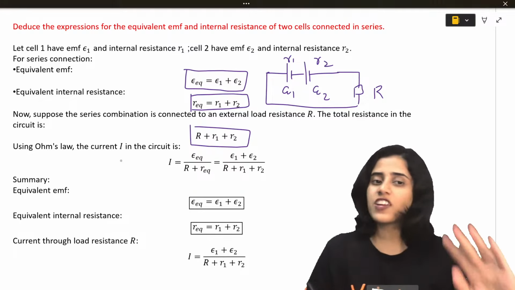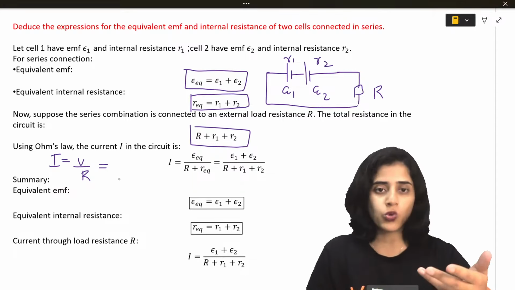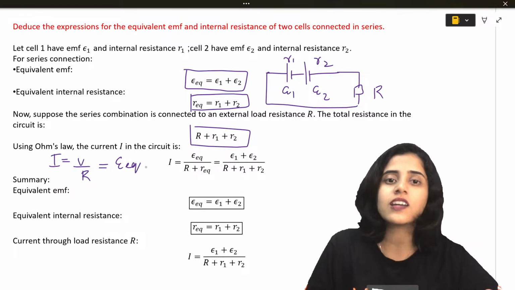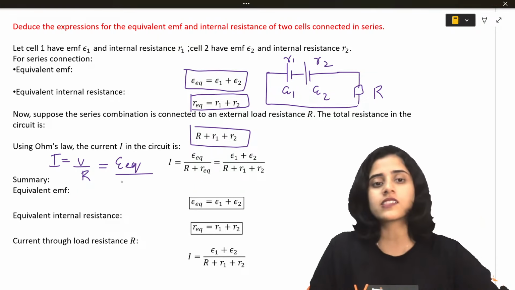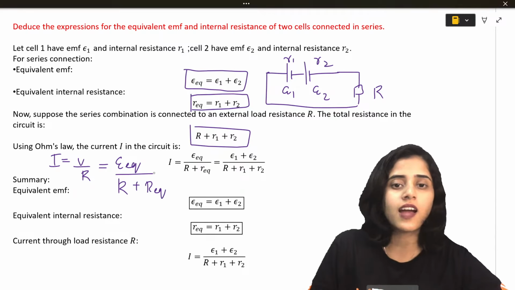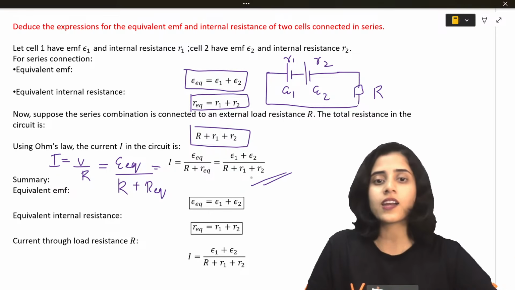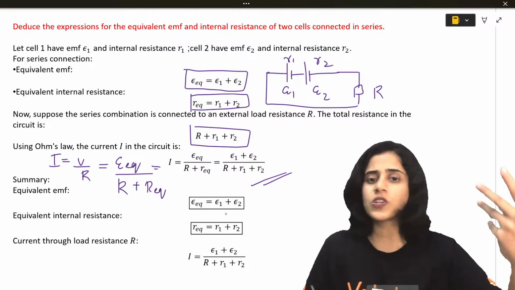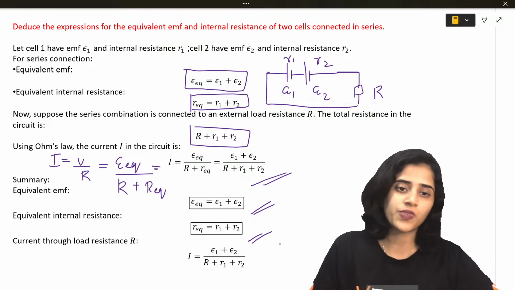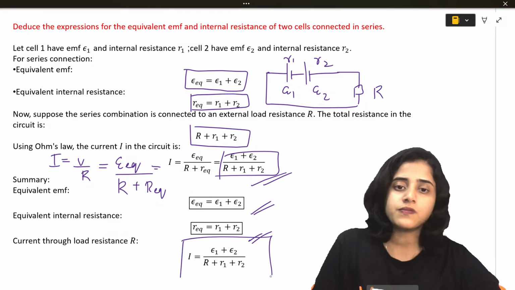Now, very famous Ohm's law, we know that I is equal to V by R. Here, what is the total voltage? It's basically E1 plus E2, which is E equivalent, divided by total resistance, R plus R1 plus R2, which is basically R plus R equivalent. Here I have expanded it: E equivalent is E1 plus E2, R equivalent is R1 plus R2. So from this equation directly you get E equivalent is E1 plus E2 and R equivalent is R1 plus R2. Same formula for the current. This is the final answer.